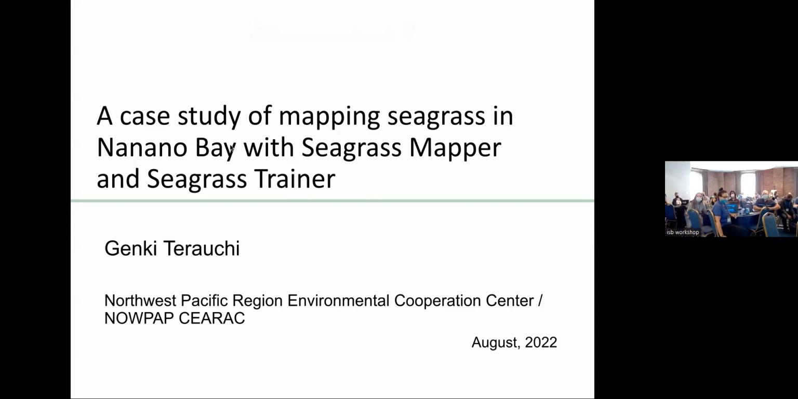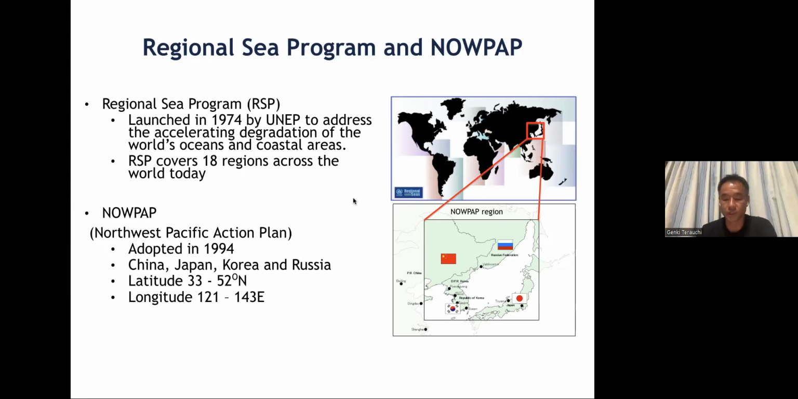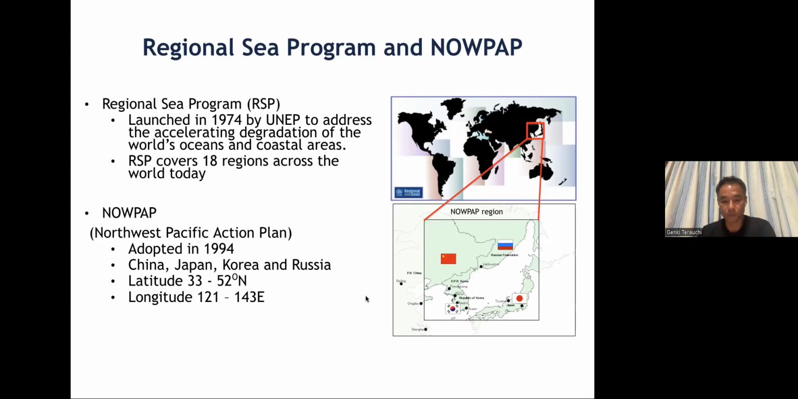So I will first introduce a case study of mapping seagrass in Nanao Bay using Seagrass Mapper and the Seagrass Trainer. I work for one of the Regional Seas programs of UNEP, and our program is located in the Northwest Pacific. There are four countries involved in this program. We work with Chinese, Koreans, Russians and Japanese scientists. The program was adopted in 1994, and this is the geographical coverage of the program.